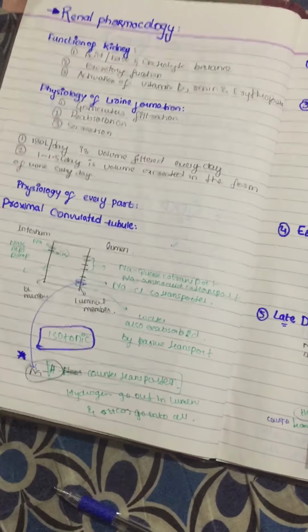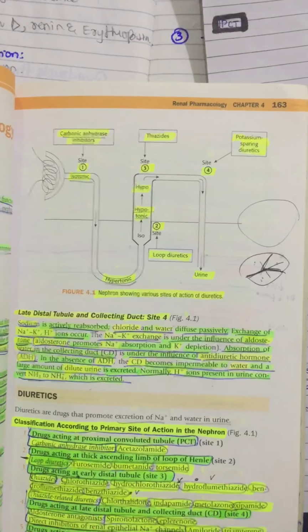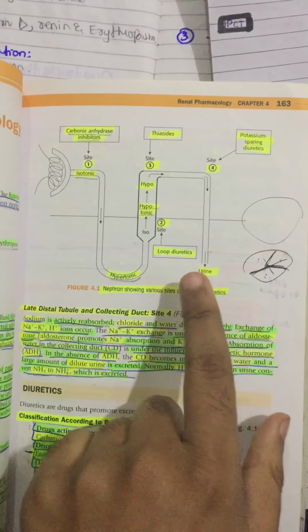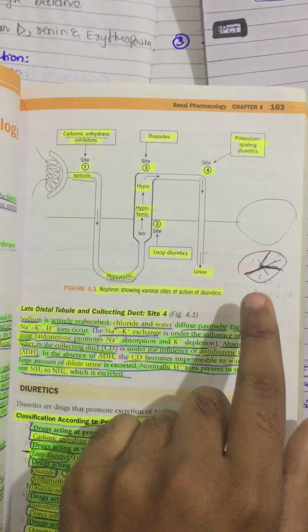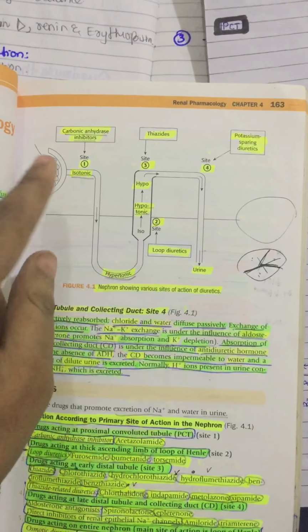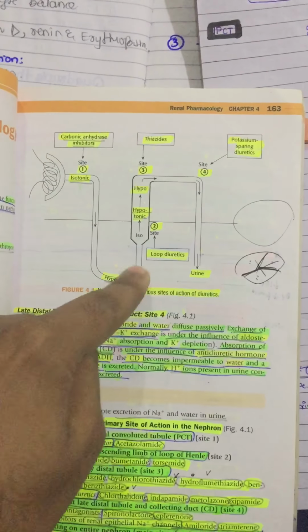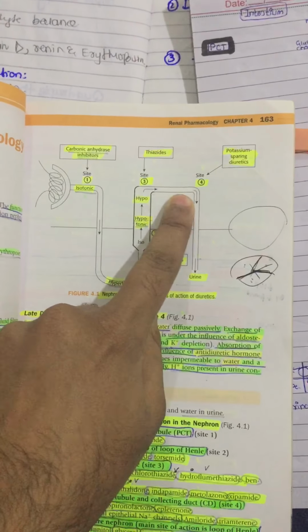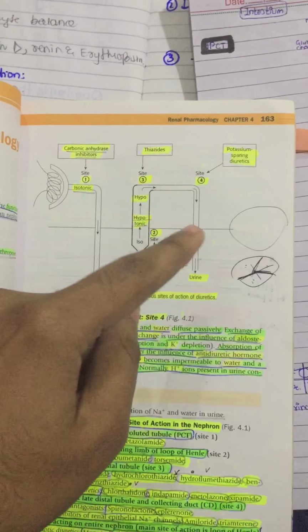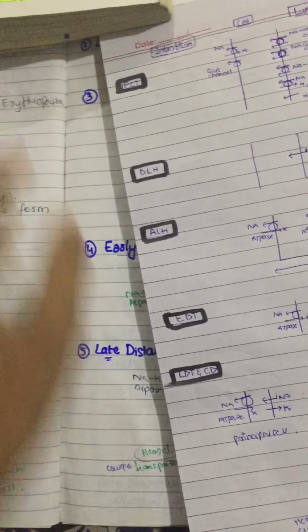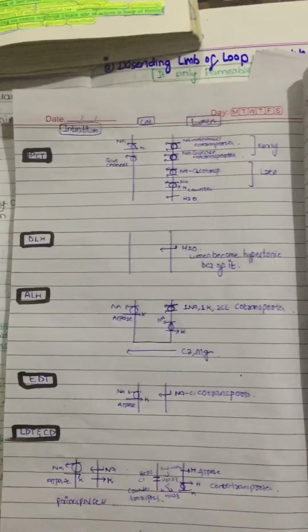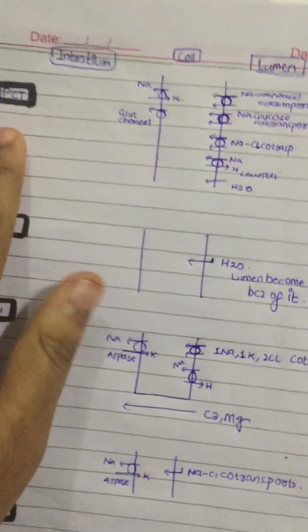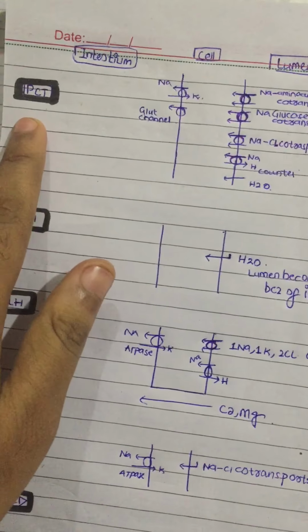So first of all, I'm going to tell you the parts, and after that we're going to do the physiology of the different parts. In the kidney we have the proximal convoluted tubule, then the loop of Henle, then the distal convoluted tubule, and in the end the collecting duct. Now we're going to do the physiology of each part. First, the physiology of the proximal convoluted tubule.